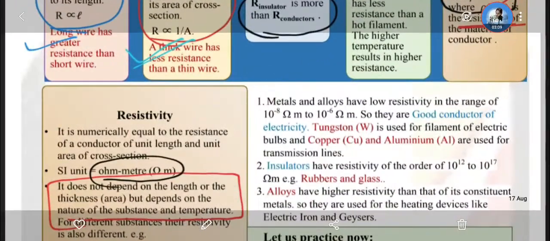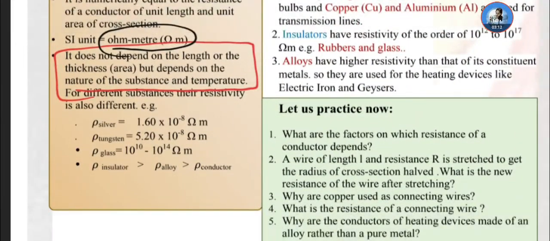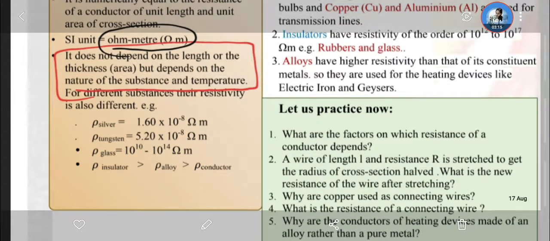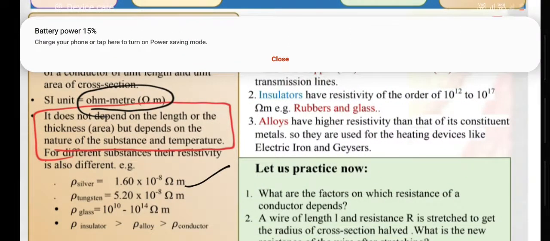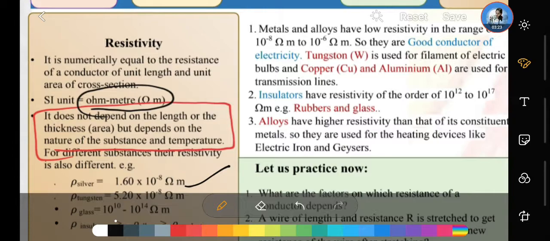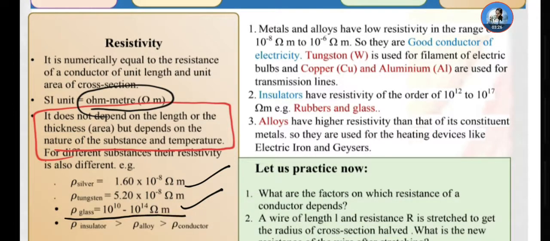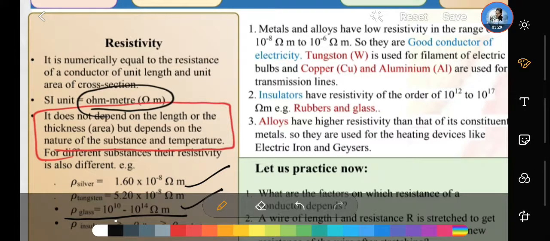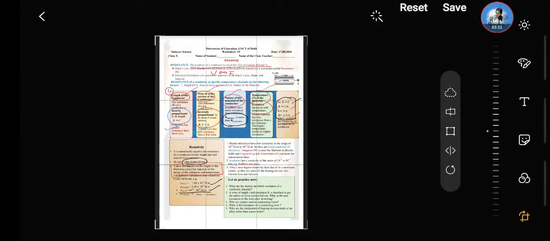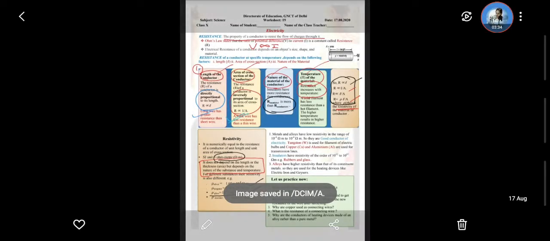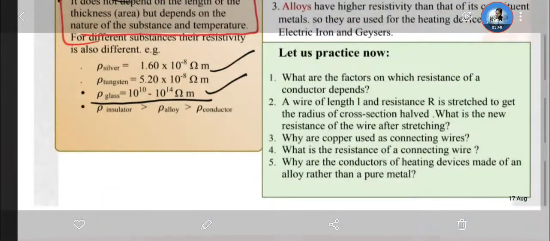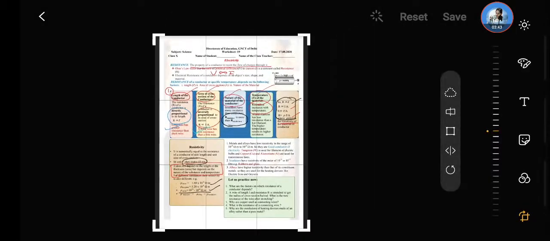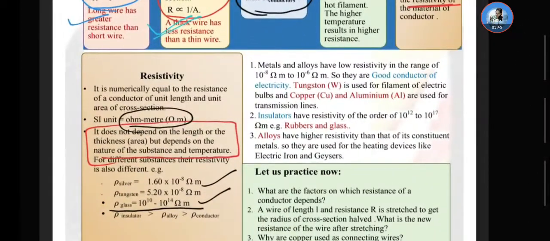Resistivity of silver is given here. Resistivity of tungsten is given here. Resistivity of glass is also given here. By these values you can conclude that the resistivity of a metal is less than the resistivity of an alloy, and then the resistivity of an insulator. So what is the conclusion, students? The resistivity of the insulator is higher than all. Resistivity of an insulator is higher than that of an alloy, and an alloy's resistivity is higher than that of a conductor.